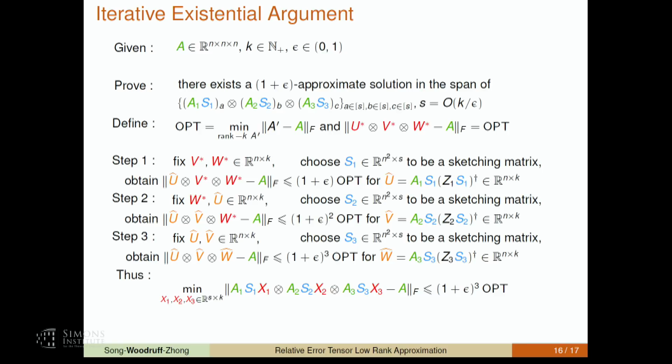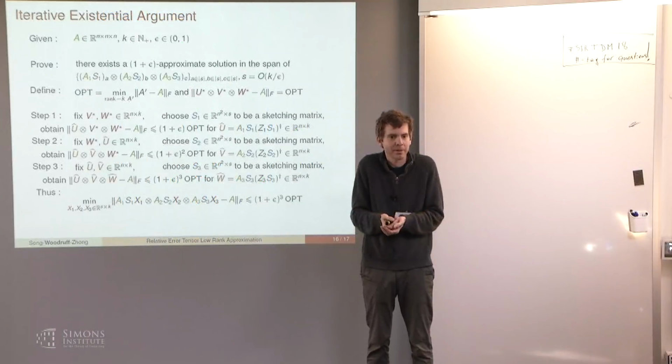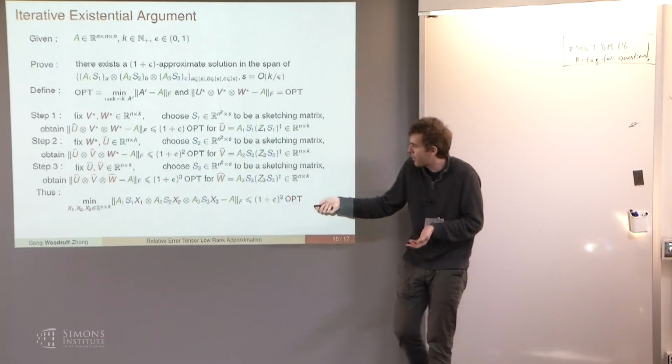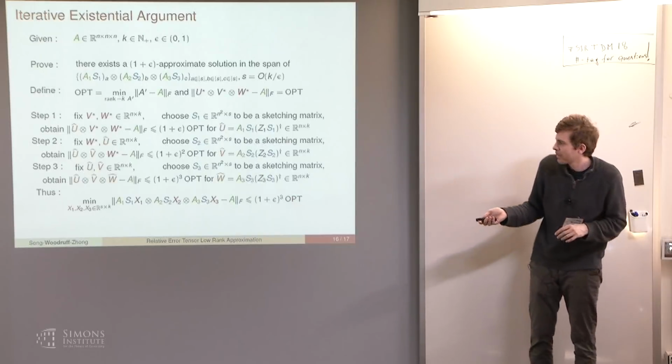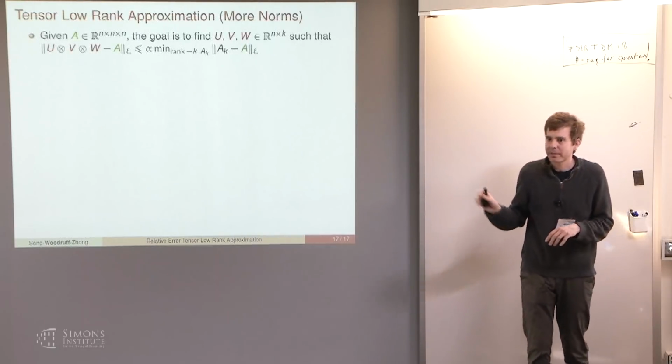I can just set up a polynomial optimization problem. It's going to take exponential time in the number of variables. But fine, the number of variables is small. It's like k squared over epsilon. And so I can actually solve this if the rank is small. Okay, so that's the technique.